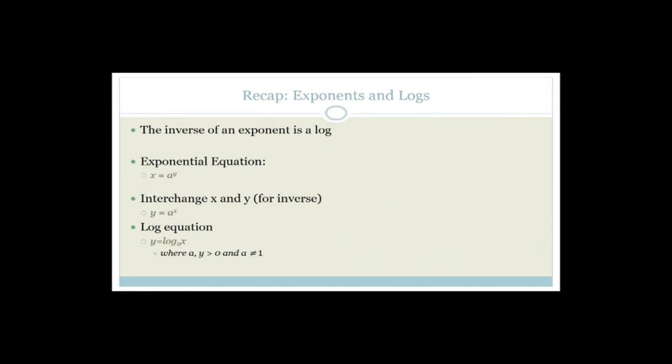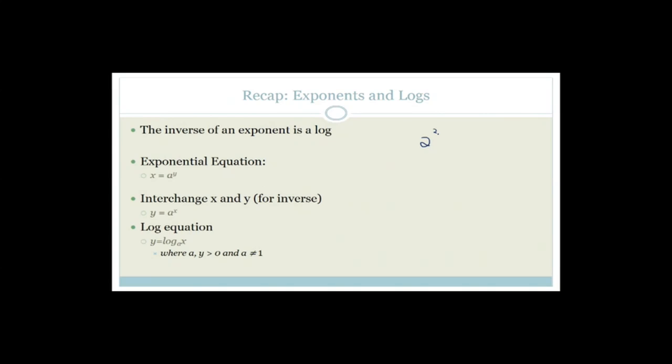Right, so the whole point about this is that exponents and logs are inverses of each other. And what we've already said is that if you've got x equals a to the y, then to get the inverse, we swap the x and y and we solve for y. So the equation is y equals log x base a. And remember I told you it's a silly example, but it really works for me. And I find that when I tell my students, it seems to work for them as well.